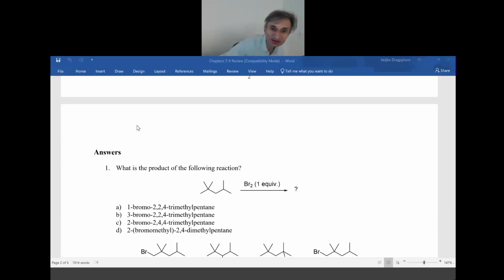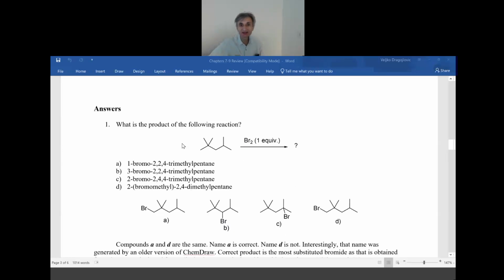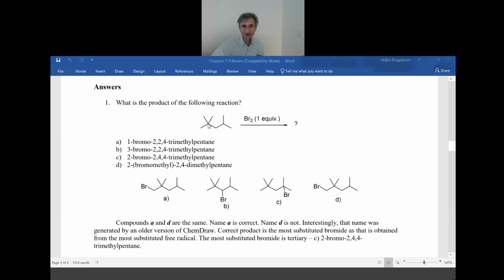So first question. What is the product of the following reaction? And we have here an alkane that reacts with bromine. So what is the product of reaction of this alkane with bromine? It doesn't really matter, but the alkane is 2,2,4-trimethylpentane. You don't need to name it, but as products, you have names.